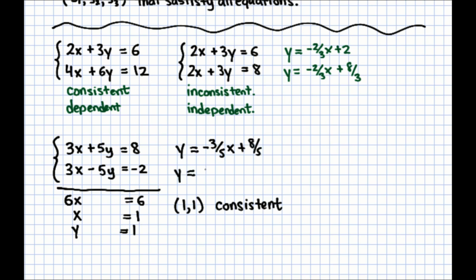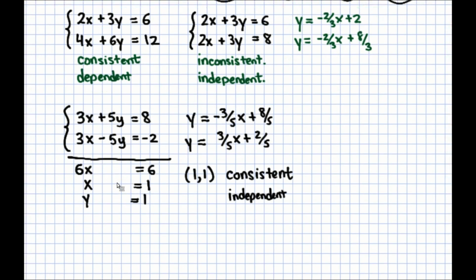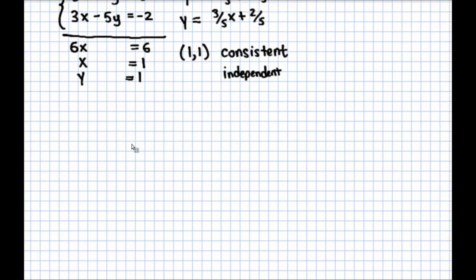And if I solve for y in the second case, I get 3/5 x plus 2/5. Notice the slopes of the two linear equations are totally different, and so that means that the two lines have to cross at a single point. So what we have here is consistent and independent. Now remember, a linear equation can have more than two variables, but the two-dimensional analog works pretty good. And by the way, this works for all linear systems that have more than two variables as well.